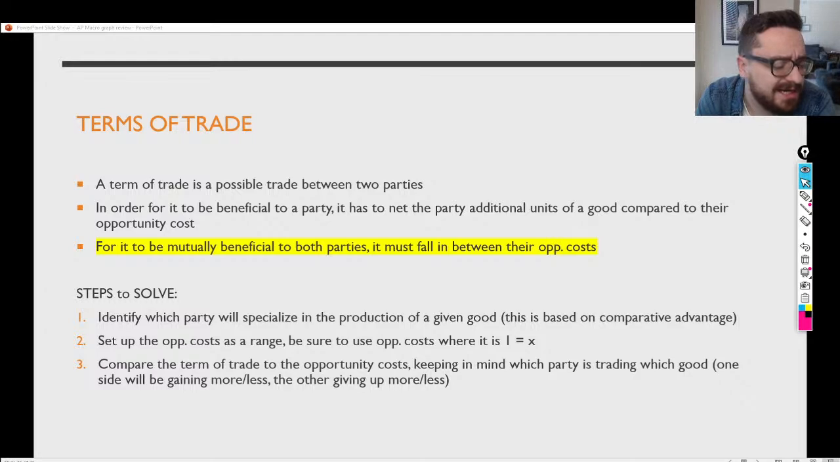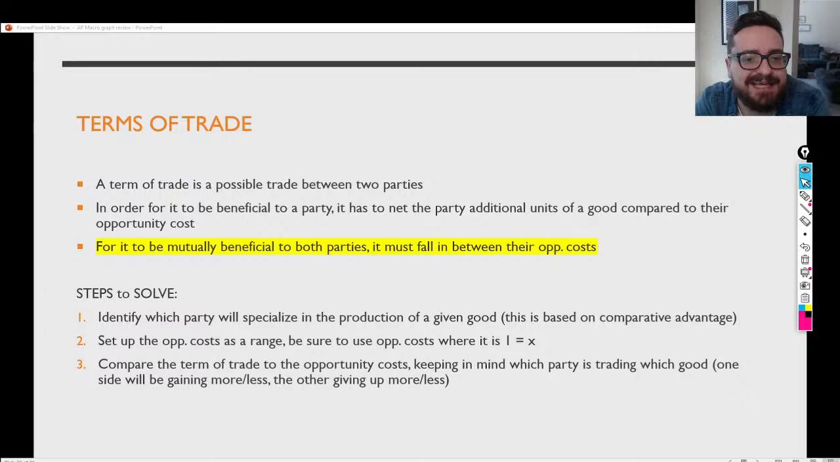Basically, for Zaire, if one was an olive problem, every time they gave up 1 thing of olive oil, they would have gotten back 6 things of canned olives. So that's basically a trade of 1 for 6. They just need to be getting in a trade more than that. For it to be mutually beneficial, they must fall between their opportunity costs.